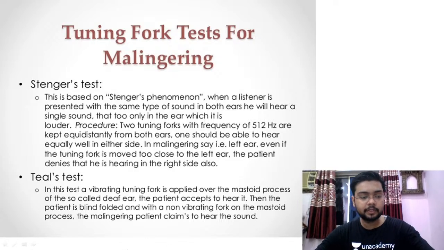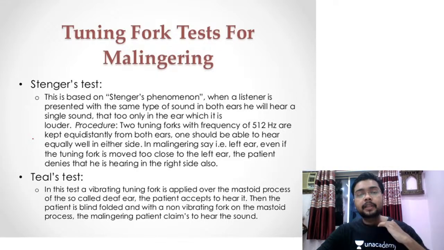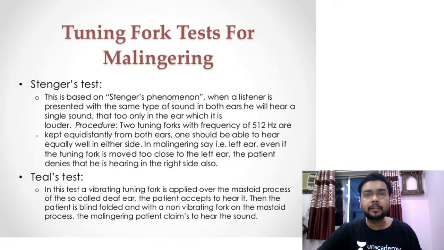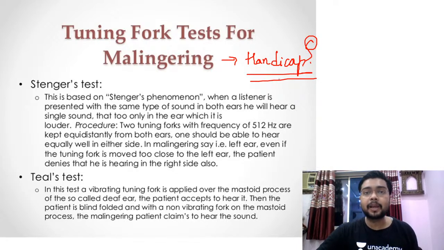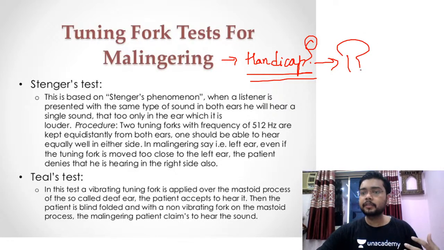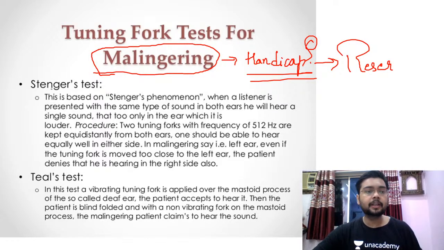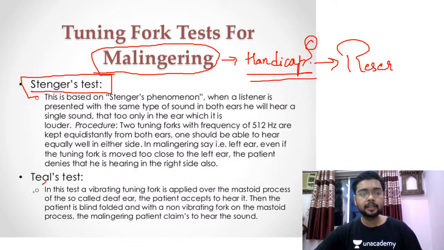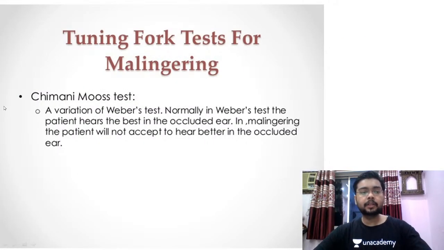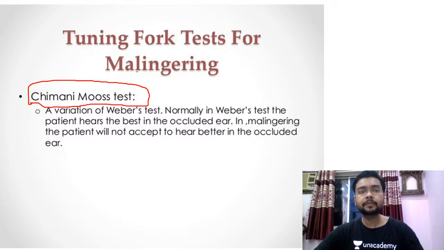Now just for the sake of MCQs, they can ask you what all tests are there to detect malingering. Malingering patients might come to you and say that they have got a hearing loss, because they want to get a handicap certificate. Being a doctor, you should know how to detect these malingering patients, because in our country a reservation system is there. They deserve the reservation, I'm not saying that, but malingering patients you need to rule out, otherwise they will take undue benefit. So there are different tests, just note their names: Stenger's test, Teal test, and Chimani-Moore's test. They won't be asking you what you do, but they can give you these in the options for detecting a malingering patient coming to your OPD, right?